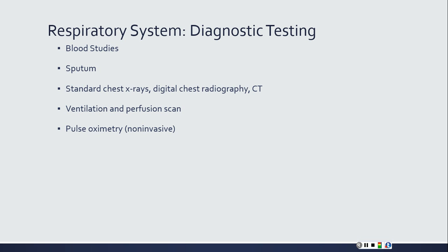Ventilation and perfusion scans. This is basically our visualization of that circulatory system. We want to see how well the blood supply is coming in and that gas exchange is occurring. And then finally our pulse oximetry. This is our non-invasive test. You can walk in and put a pulse ox probe on anybody. It's non-invasive. It's not going to hurt them.